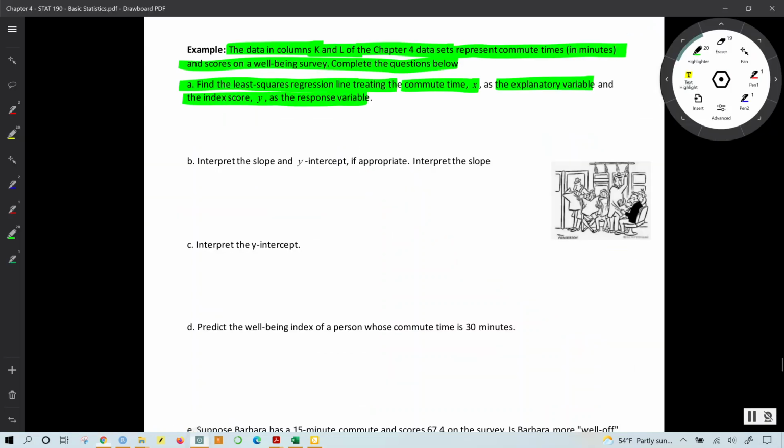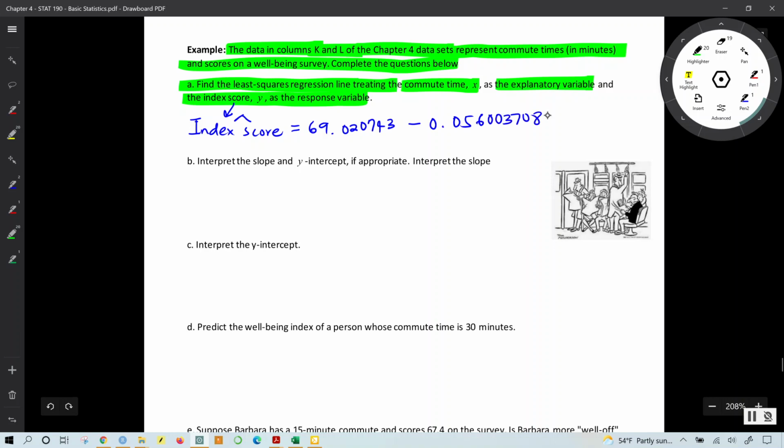So I'm going to copy that. So with that said, let's go back. This would mean that my index score, y, estimated, will be equal to 69.020743 minus 0.0566003708 multiplied by x, which is the commute time.